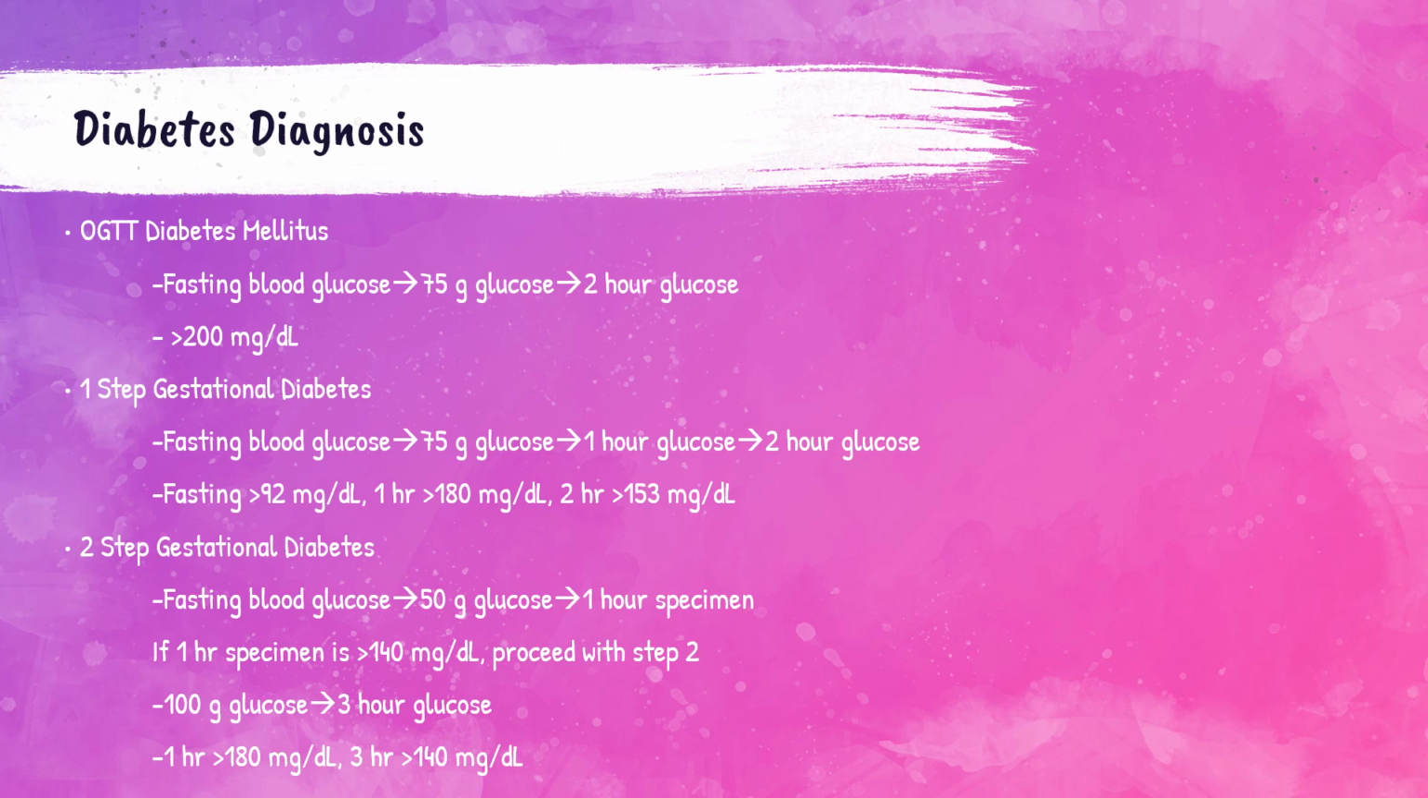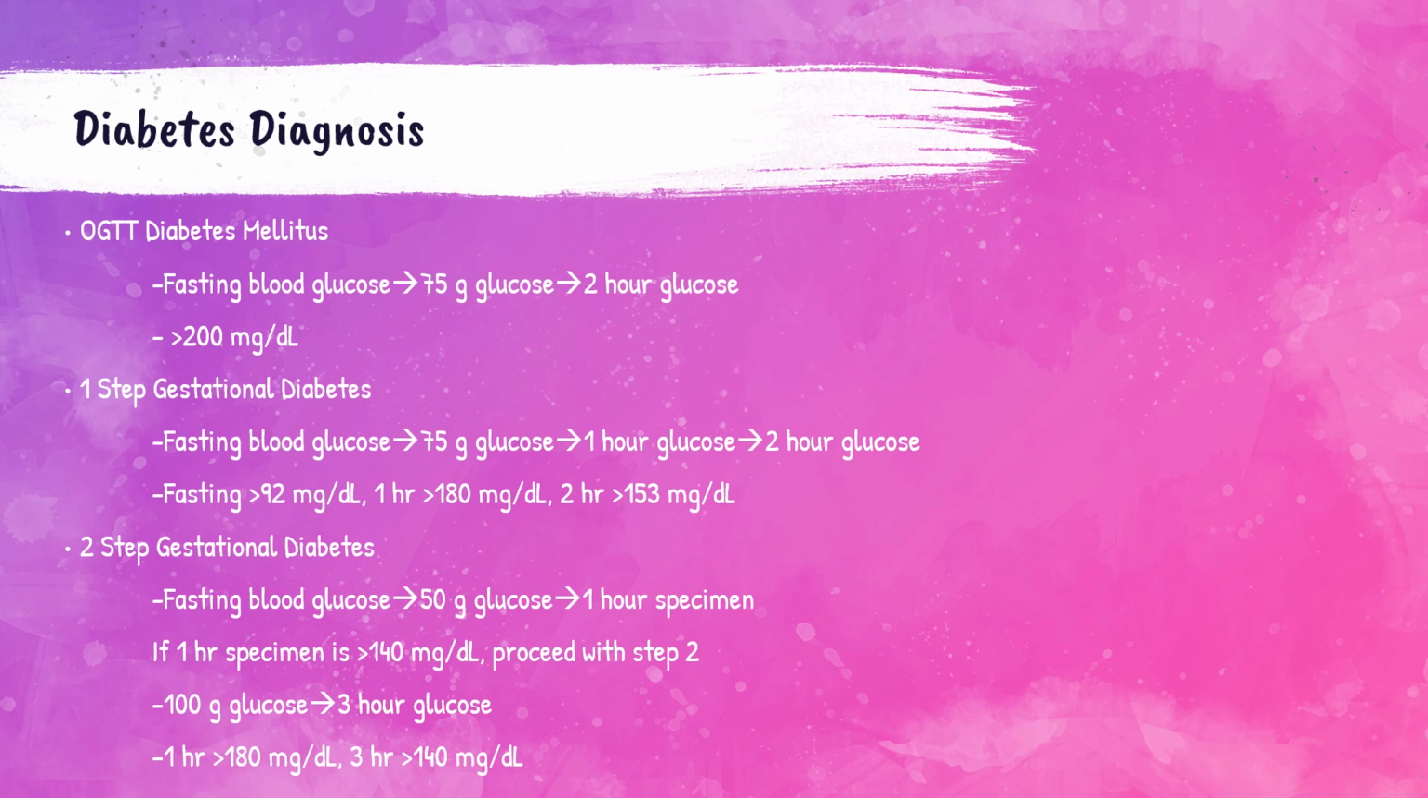This slide gives the requirements for diagnosing diabetes in a patient as deemed by the American Diabetes Association. To diagnose a patient with diabetes mellitus, they first need a fasting blood glucose level taken. Then they are given a drink with 75 grams of glucose in it. Then 2 hours later, the blood glucose is tested again. If this blood glucose is over 200 milligrams per deciliter, the patient can be diagnosed with diabetes mellitus. Normal, just as an FYI, is around 70 to 100 milligrams per deciliter.